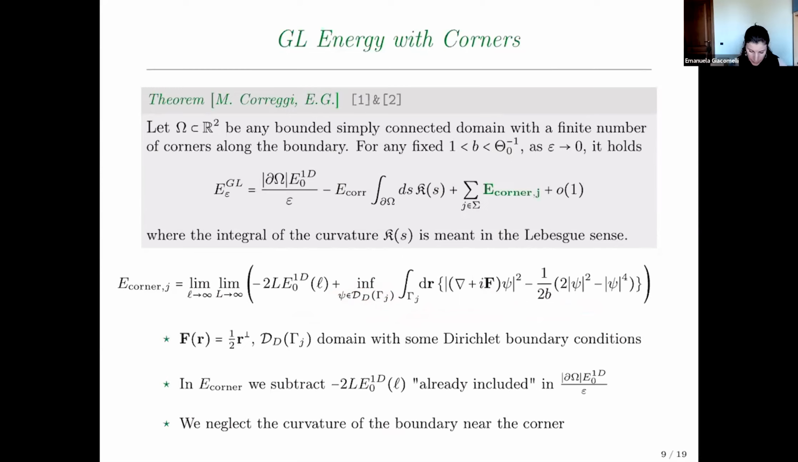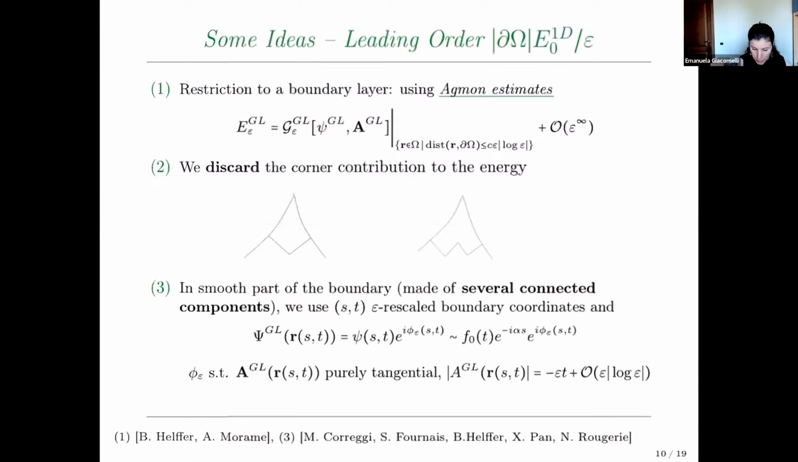And before going on, let me say that if you look at the definition of E corner J, then here you see that there is a minus this big quantity here, and this is just describing the leading order which we already took into account here. I think that this is gonna be more clear as soon as I show you how this gamma J is chosen.